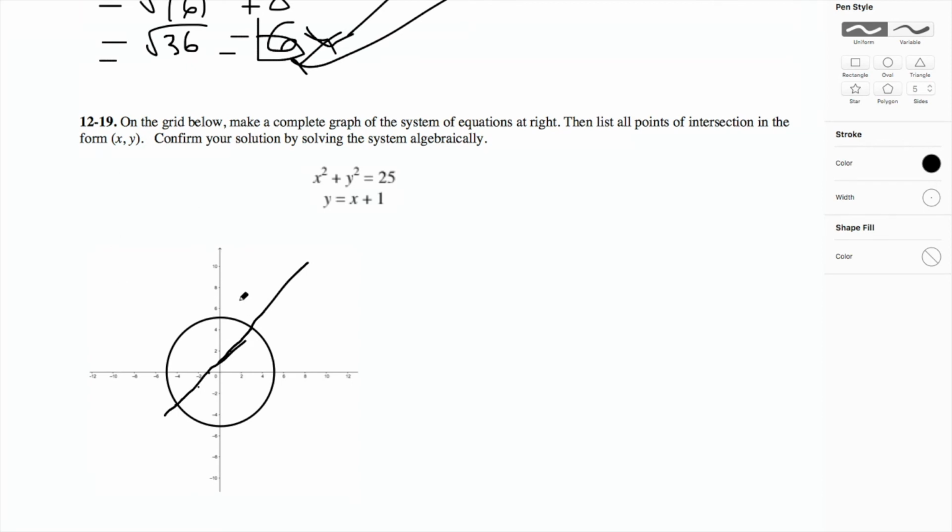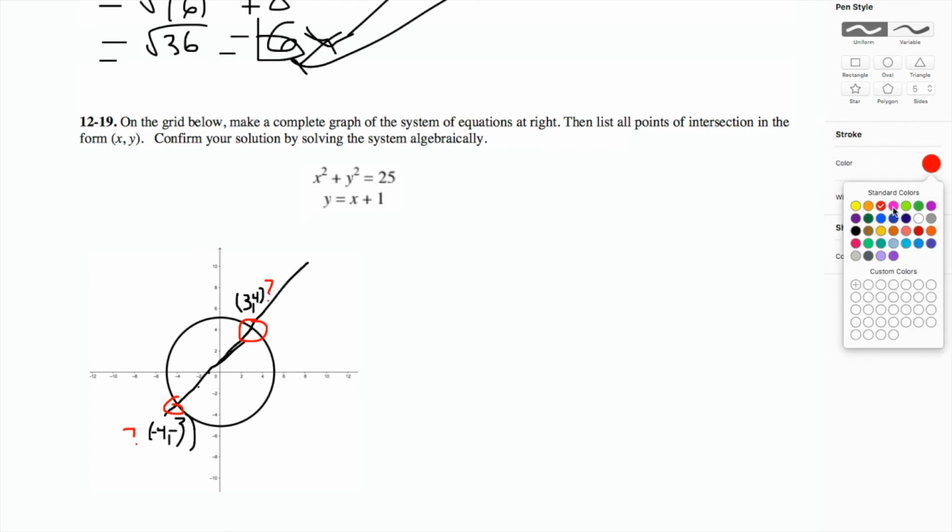So intersection is going to be, looks like we have 3, 4. That looks like one solution potentially. And then negative 4, negative 3 looks like another solution potentially. And so let's confirm our solution algebraically.